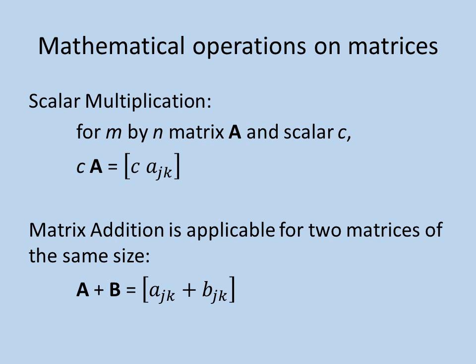Mathematical operations on matrices are probably familiar to you. Scalar multiplication would be simply a scalar multiplied by the matrix, and to do that for an m by n matrix A and a scalar C, you would just take the scalar C and multiply each of the terms of the matrix by that scalar, and now you'd scale up or scale down each of the terms according to that value of C.